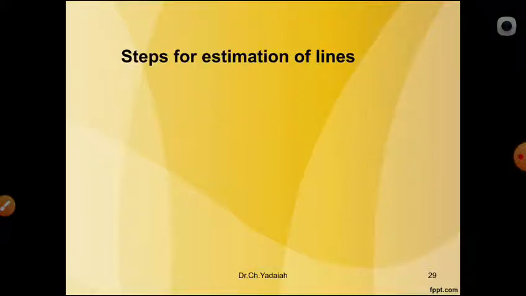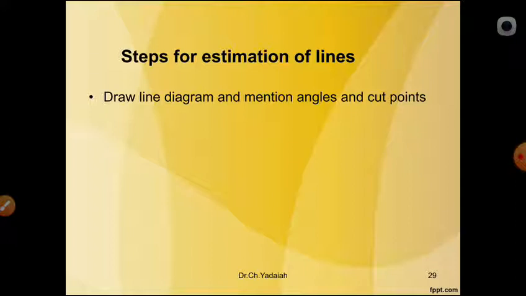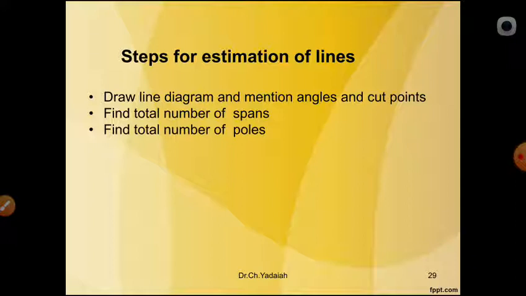Now the steps for estimation of a line. What are the steps? We have already learned how to estimate an 11 kV line. Similarly, we are going to apply that here also. The sizes of all the items change, and the insulation property also changes. First, whatever the problem given, draw the single line diagram similar to the previous one. Now find the total number of spans. Span is the distance between two consecutive poles. Then find the number of poles: span plus 1 is equal to the number of poles.